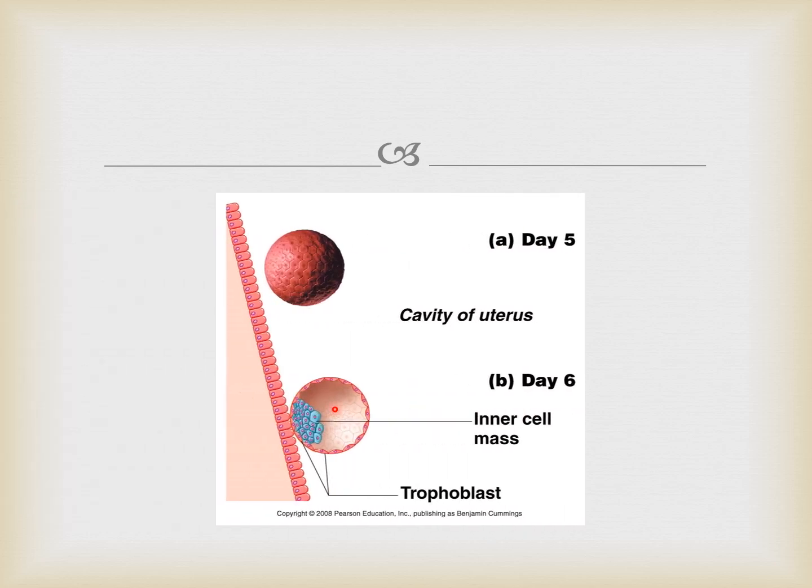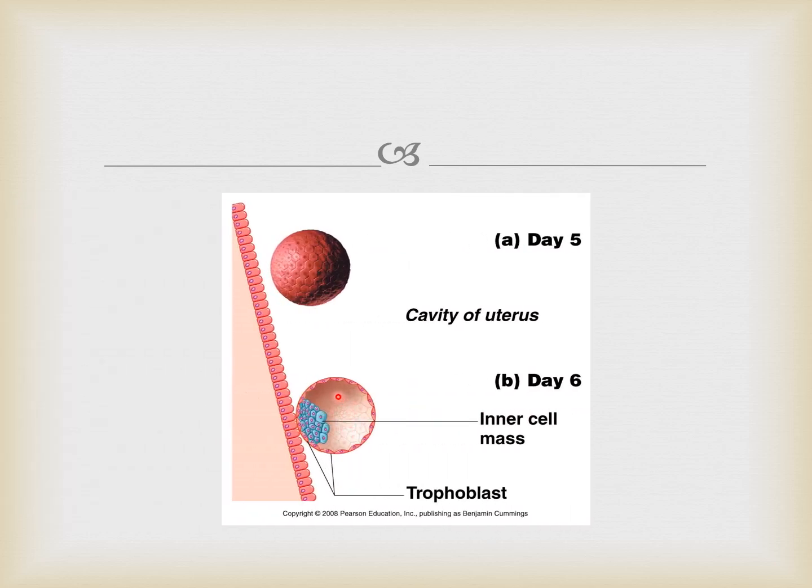Here you can see that morula is a compacted ball of cells, and with further development, when the fluid penetrates inside this structure, a cavity forms which is known as blastocele, and these cells are known as inner cell mass, and the outer cells are known as the trophoblast.